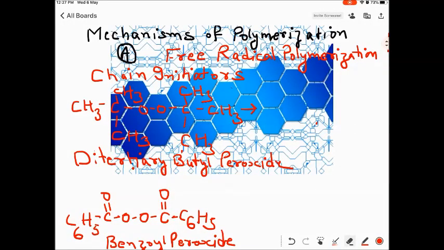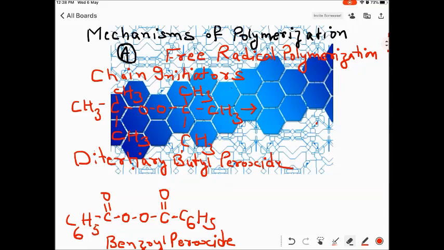The mechanism of free radical polymerization involves three steps: chain initiation, chain propagation, and then chain termination step. So, first, let us discuss what are the various chain initiators used in free radical polymerization. The first one we are discussing is ditertiary butyl peroxide.